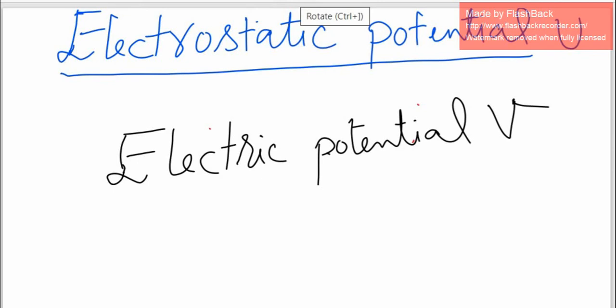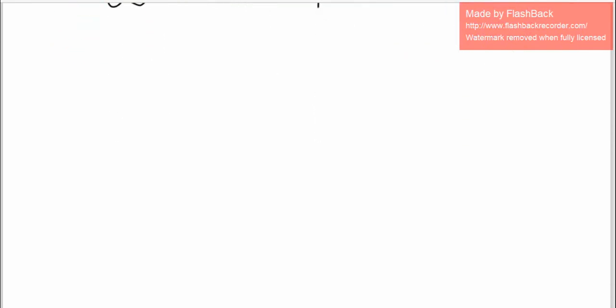Bismillahirrahmanirrahim. Now we talk about the electrostatic potential, for which we use the symbol U. This is very different from, and independent of, the electric potential, for which we use the symbol V. These two are two different terms. So let's start with the electrostatic potential U.